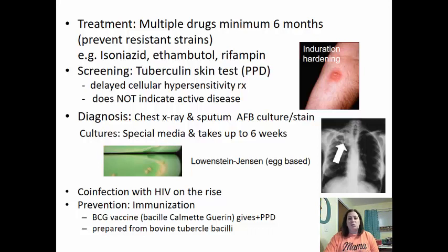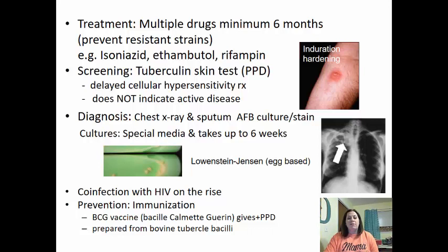Now, these cultures do need a special media, and it does take up to 6 weeks. The reason for this is because they are so slow growing. We also see that the media that it uses is called the Lowenstein-Jensen, and this is an egg-based media. We see that this is a co-infection that's on the rise with HIV patients.